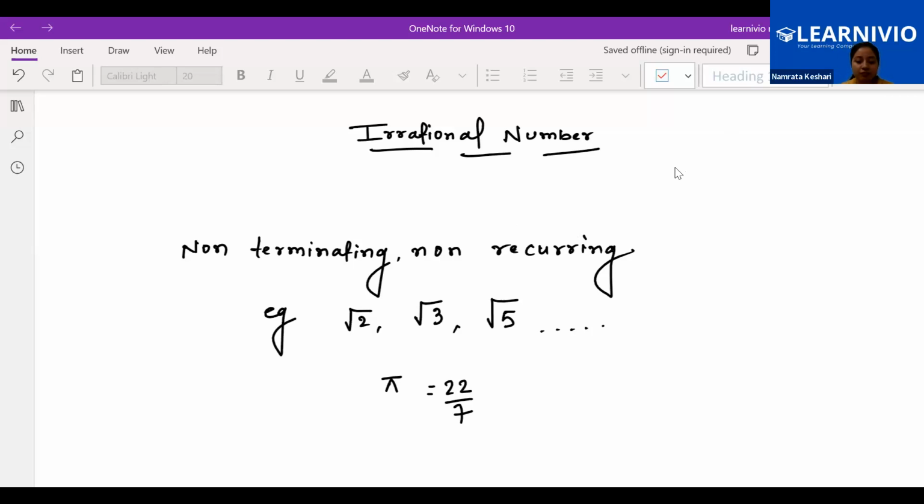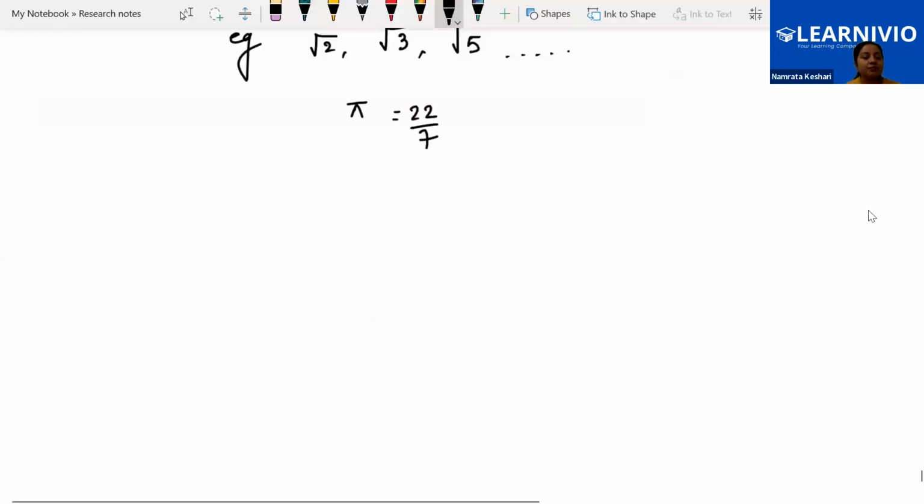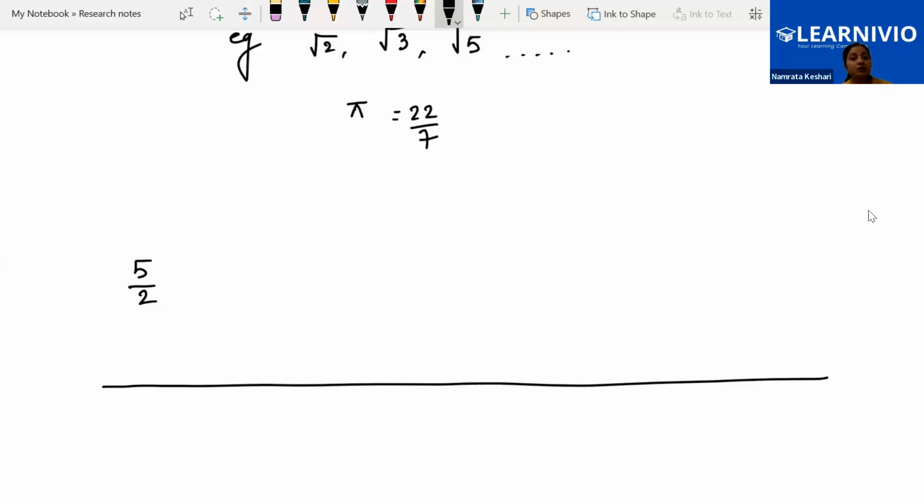So today we will be covering how to plot irrational numbers, like how to locate an irrational number on the number line. We have already discussed how to locate rational numbers on the number line. When we had a rational number, let's say 5/2, how do we locate it on the real line? Recall the concept from the previous class.